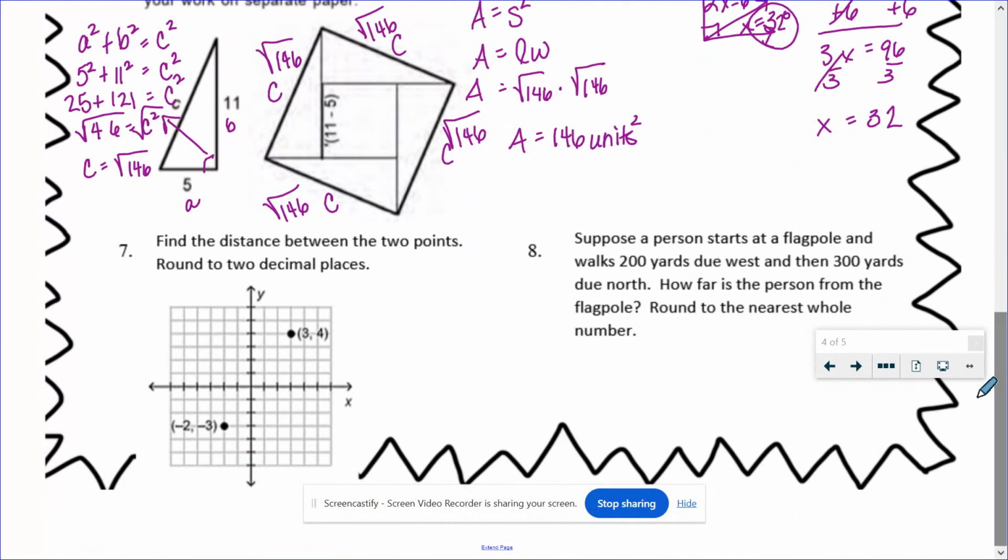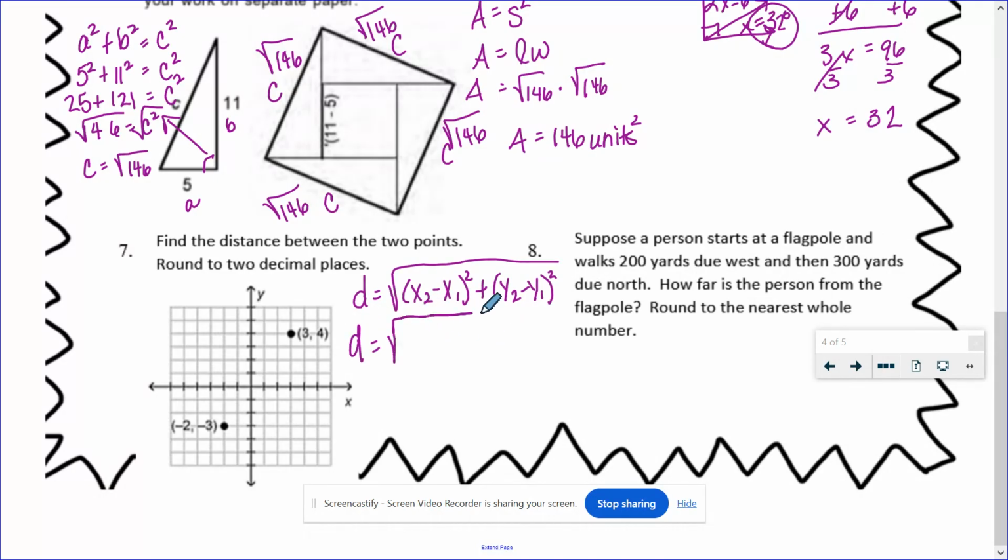Number 7, find the distance between the 2 points. So I'm just going to use the distance formula, which is on your formula sheet. So x2 minus x1 squared in parentheses, that makes a difference, plus y2 minus y1 in parentheses, so the quantity of, and then square it. So I'm just going to carefully put my x's first. So 3 minus a negative 2, and then use the parentheses, square it, and then 4 minus negative 3, close the parentheses, and square it.